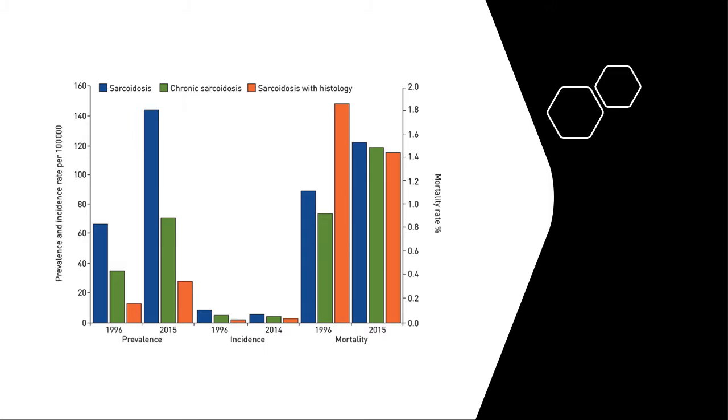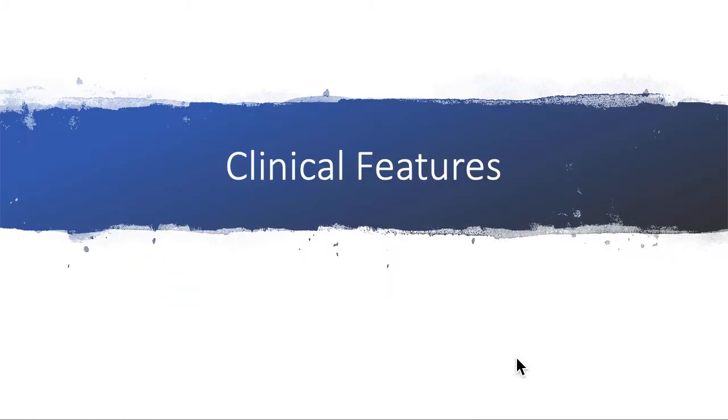Whites often present without symptoms, whereas blacks often present with severe multi-system disease. Higher mortality rates have been reported, but this data may be somewhat biased because of differences in access to healthcare.